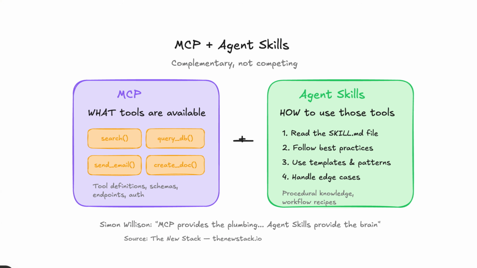Anthropic. Now, Anthropic has this way of introducing patterns that are adopted by the industry. The key distinction from MCP is that MCP tells an agent what tools are available. Agent skills teach an agent how to use those tools effectively.